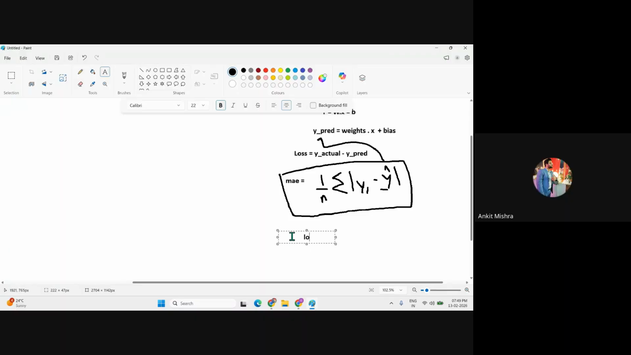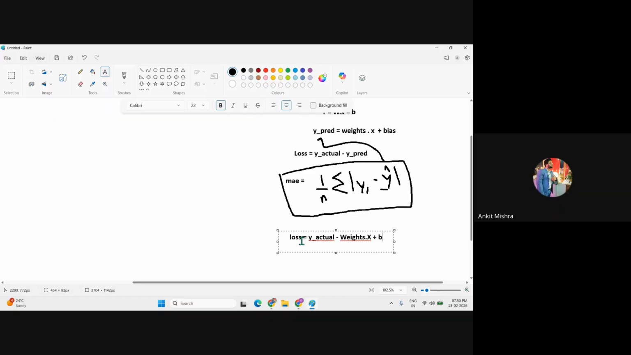The loss is equal to y actual minus, instead of writing y predicted, I will use the weight multiplied by x plus b. Can I say this, candidate? The loss will become y actual minus weight into x plus b, right?